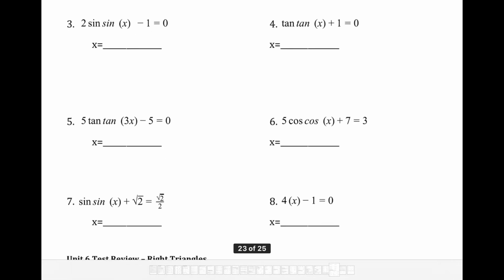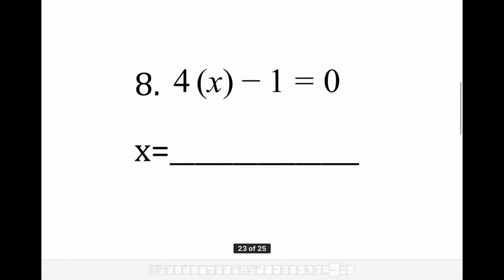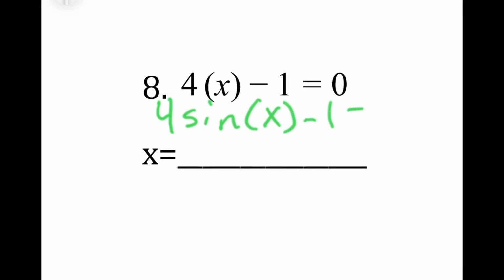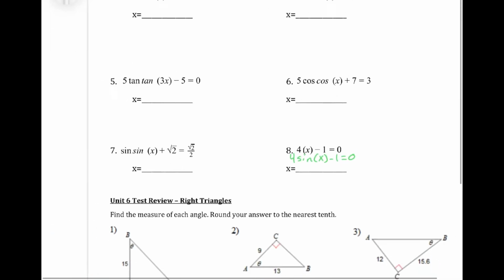Number 8, let's say it was, let me check what I have here. Number 8, do it as if it was 4 times sine of x minus 1 equals 0, and attempt that one.